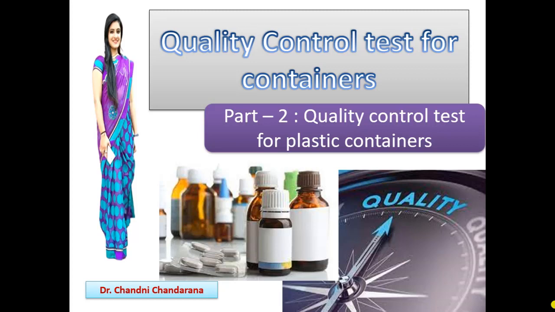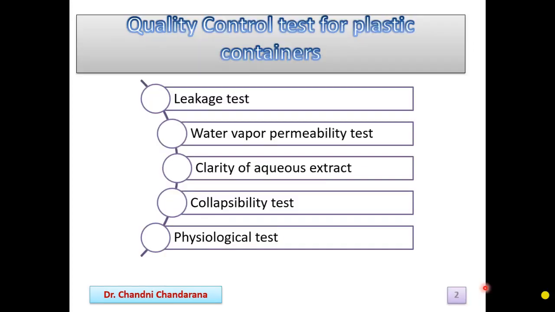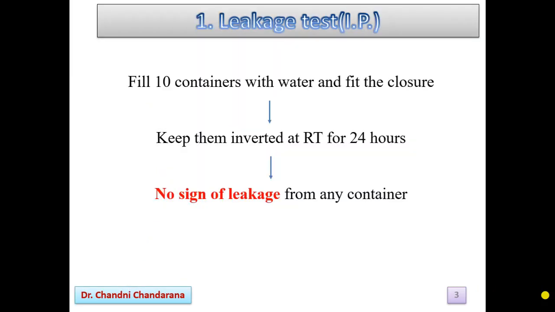In this video I will discuss the quality control tests for plastic containers. Quality control tests for plastic containers involve the leakage test, water vapor permeability test, clarity of aqueous extract, collapsibility test and physiological test. Now we will see the tests.